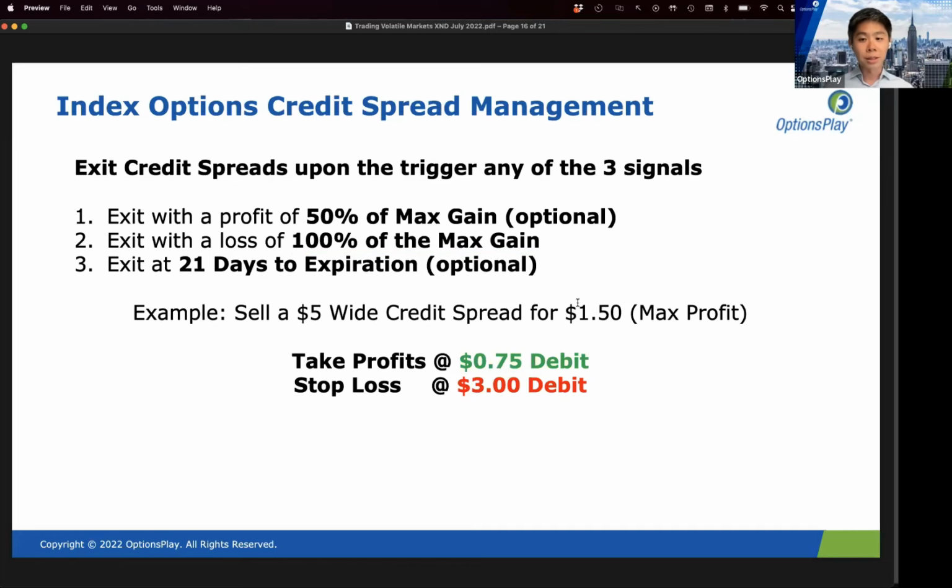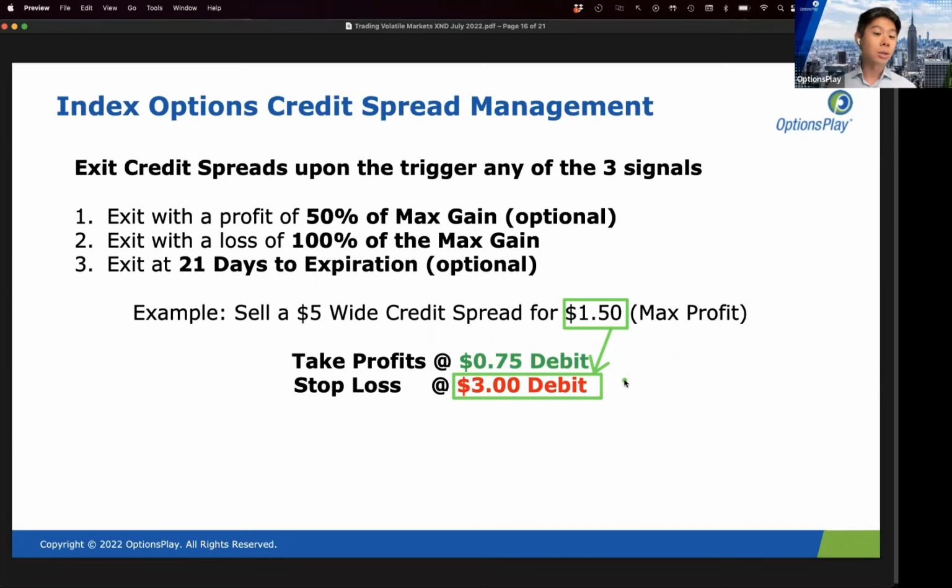So the rule of thumb here is that if you've sold a credit spread for $1.50, the only rule that you really have to monitor for is the stop loss rule. If you sold something for $1.50 and it's now trading at $3, you've lost 100% of your max gain. Because if you sold something for $1.50, the most you can gain is $1.50. So once you lose $1.50 of the $1.50 that you sold, and it's now trading at $3, it's time to cut your losses and move on.